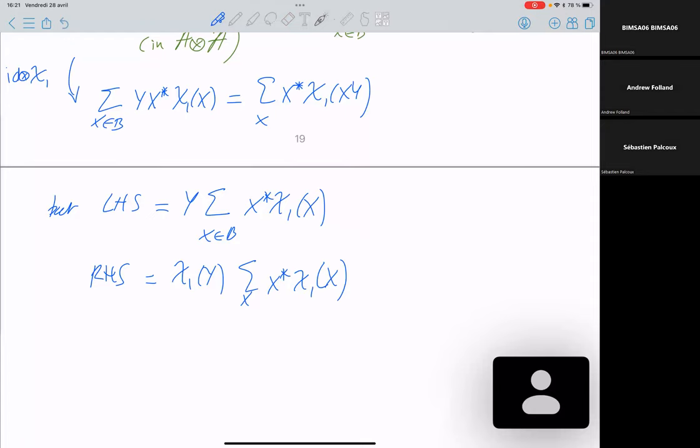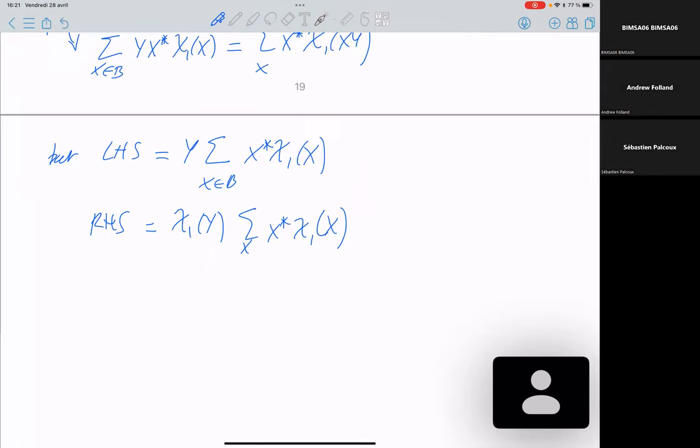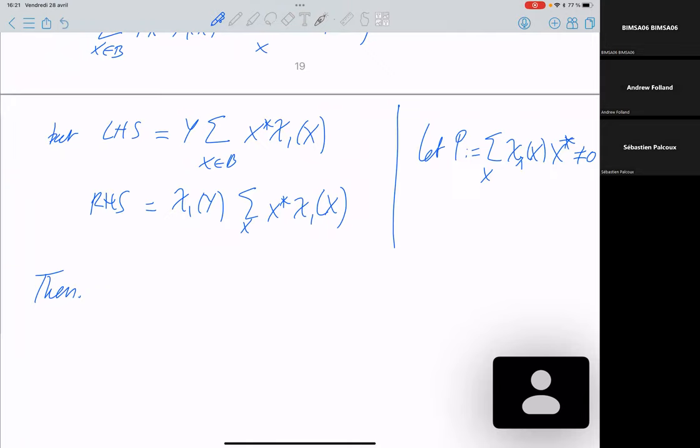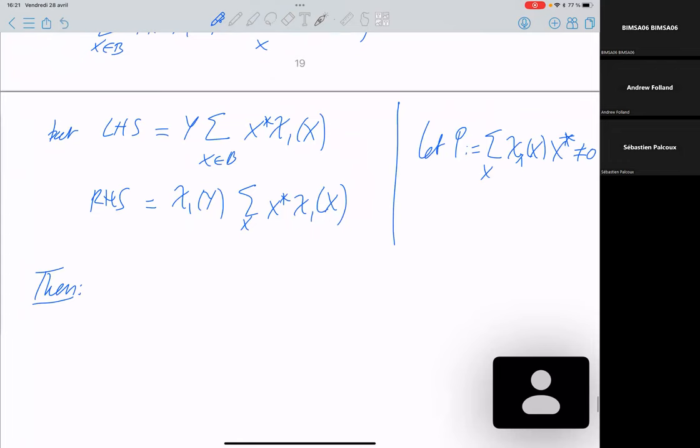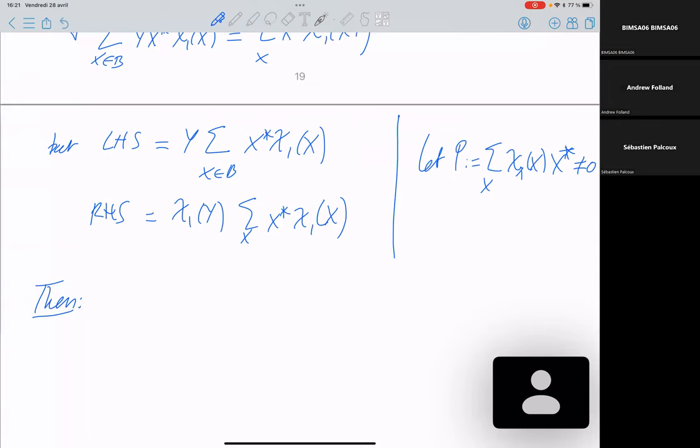So let P equal the sum over x of chi1 of x times x star, which is obviously non-zero. Then you reformulate the left hand side and right hand side using P, and you get yP equals chi1 of y P.